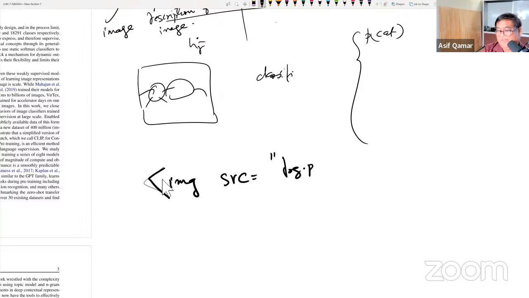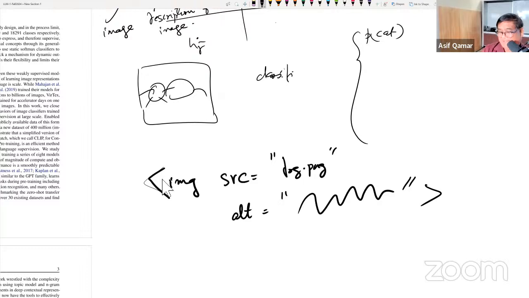Let's say dog.png, something like that. And there is an alt tag. Right? So guys, do you notice that you got your alt? The alt is a textual description of this image, so it is your similar. And random is easy. Just pick up something and throw it in, so you can do your contrastive loss learning.